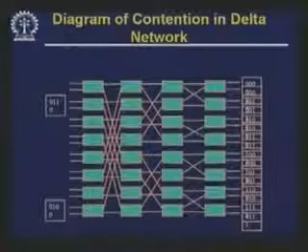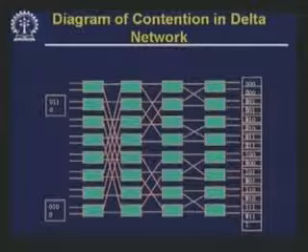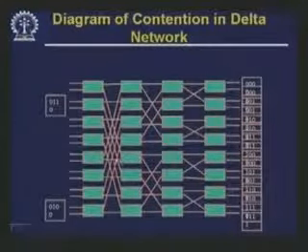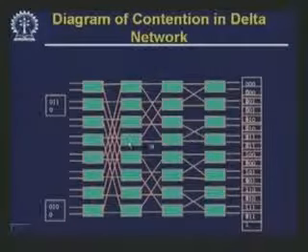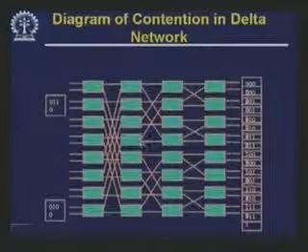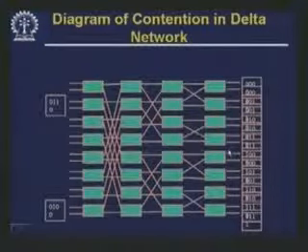0 1 1 0, and then 0 1 0 0. So 0 goes upper, 1 goes lower, and you see that potentially, from two different points in the network, both are converging to the same switching element before they can proceed. So there is going to be a contention over there.